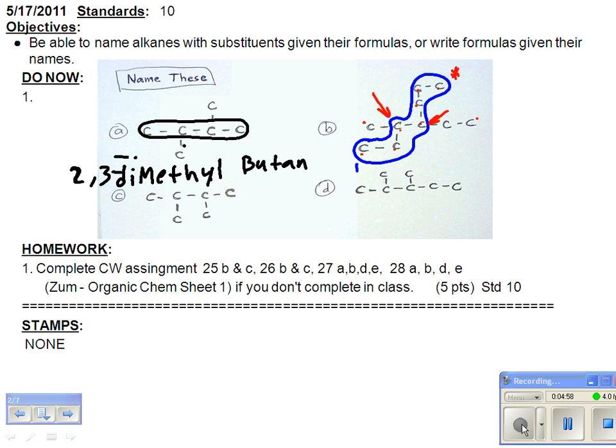4. Okay, so let's go ahead and name her. So that's 4-ethyl. Okay, I'm going to capitalize it. That's okay. And what's our next one?